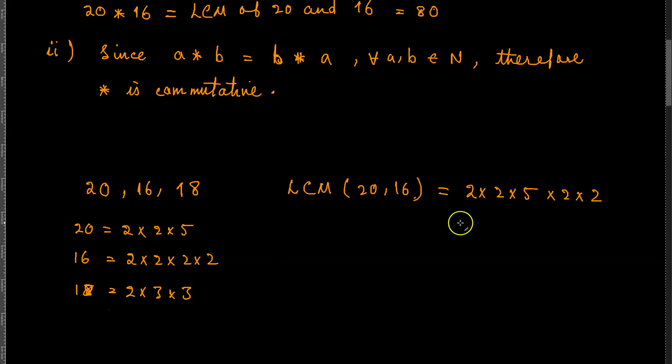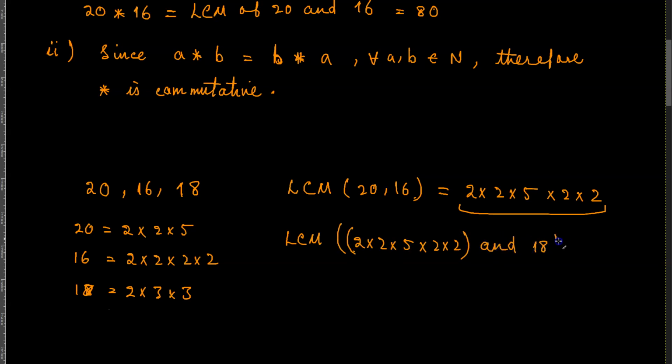Now I want to take the LCM of this number, the LCM of 20 and 16, with 18, meaning that I want to take the LCM of this number, basically 2 times 5 times 2 times 2, and 18. I want to find the LCM of these two numbers. So of course this number needs to have this number in it, whatever that is. So I write it as 2 times 2 times 2 times 2 times a 5, and an 18 in it.